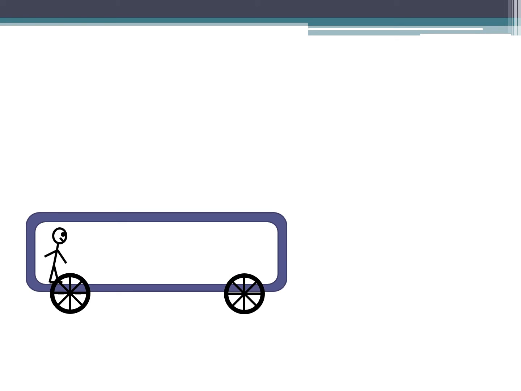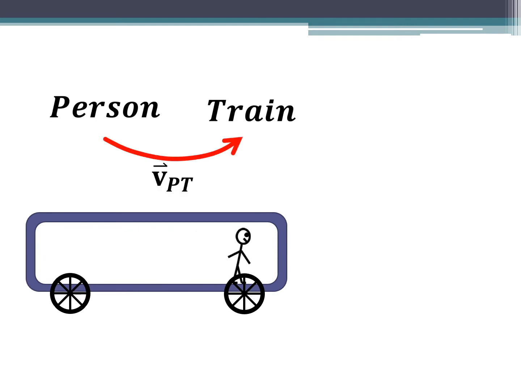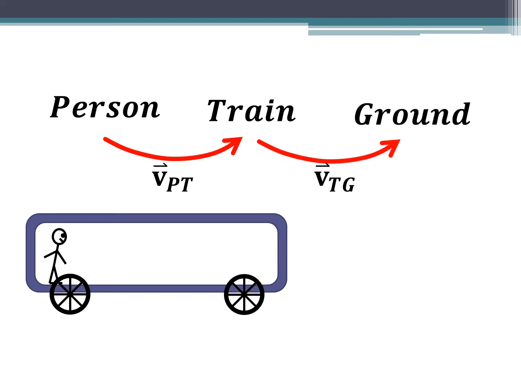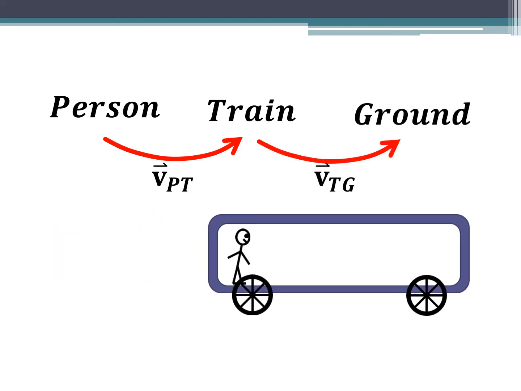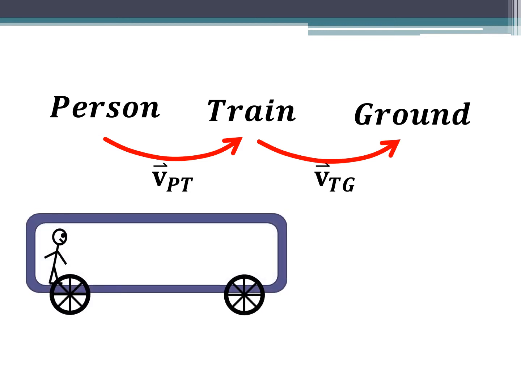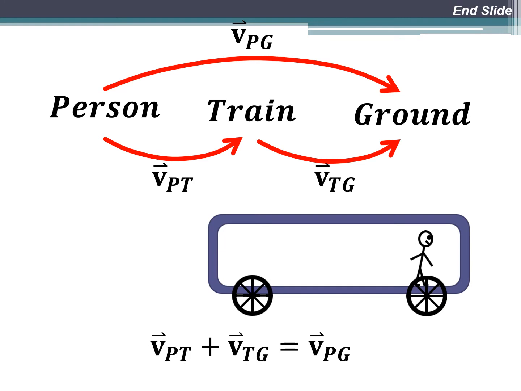So let's do an example with this. Let's suppose we have a person who is on a train, and the person is walking relative to the train. So they have a velocity relative to the train. But then the train itself is also moving. So the train has a forward motion, and it's moving relative to the ground. So what would be the velocity of the person relative to the ground? Well, you need to take the velocity of the person relative to the train and add it to the velocity of the train relative to the ground, and that'll give you the total velocity of the person. Notice that the person was moving on the train and the train was moving, so those two velocities will add together to give the total velocity of the person relative to the ground.